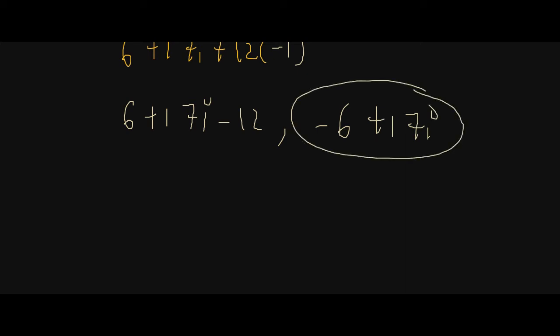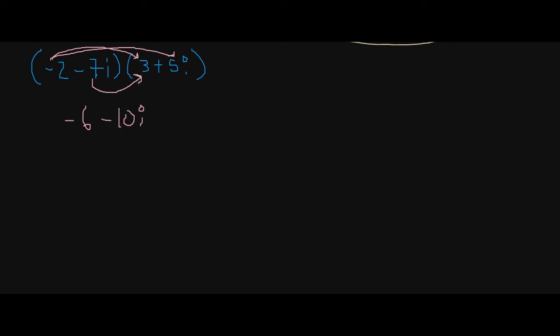Let's go ahead and do one more example problem together. Let's say -2 minus 7i times 3 plus 5i. Just like before, we do the distributive property. -2 times 3 is going to be -6. -2 times 5i is going to give me minus 10i. And then -7i times 3 is going to give me -21i.